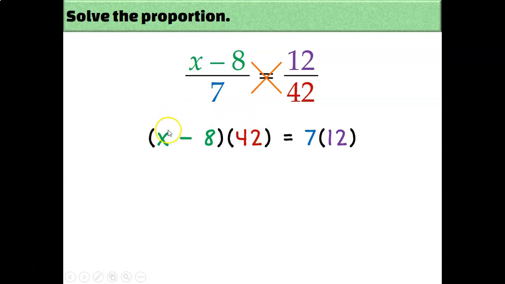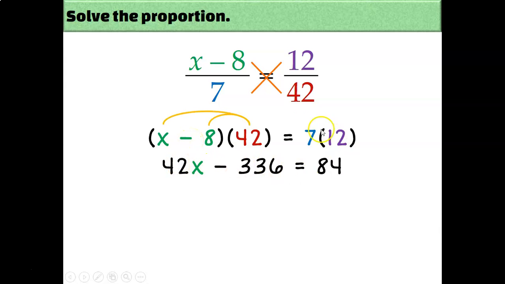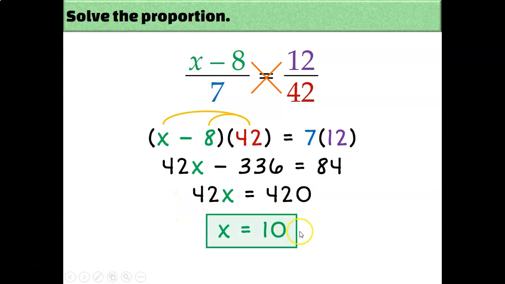So you're going to multiply x times 42, and you're going to multiply negative 8 times 42. So you'll get 42x minus 336, and then 7 times 12 is 84. Our next step would be to add 336, and finally divide by 42 to get my answer of 10. So plugging that back in, 10 minus 8 is 2, so 2/7 is equivalent to 12/42.